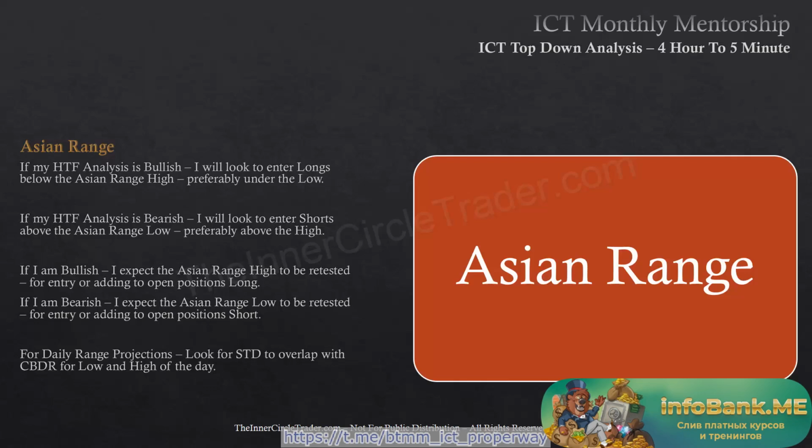If I'm looking for an opportunity to go short and the market has already moved down away from the Asian range, during New York, it can rally back up into the Asian range low and retest that, and that could be another opportunity for me to get short or add to an existing position.